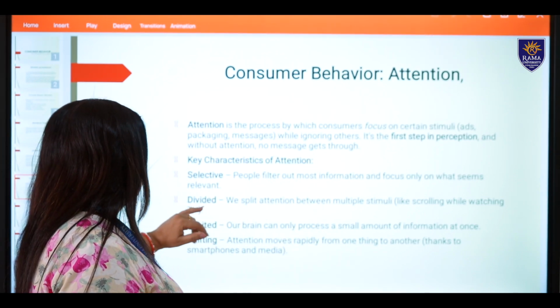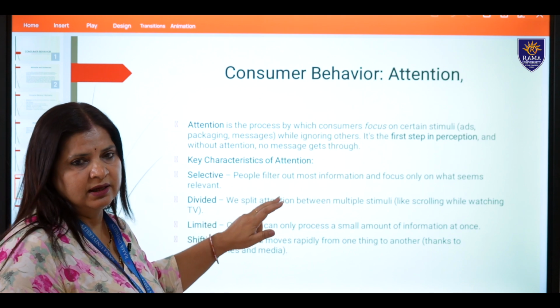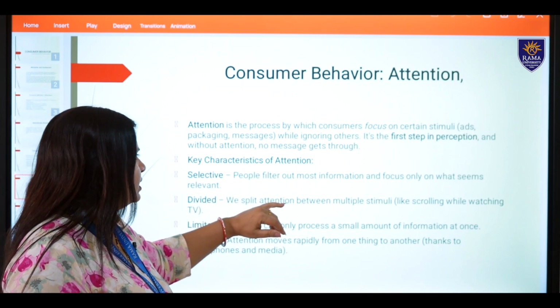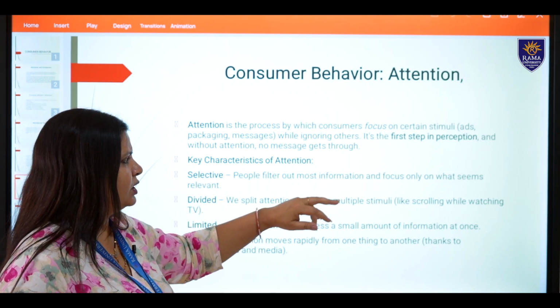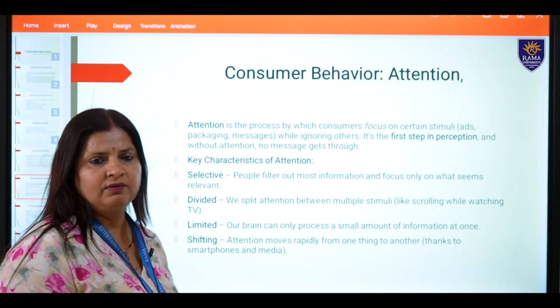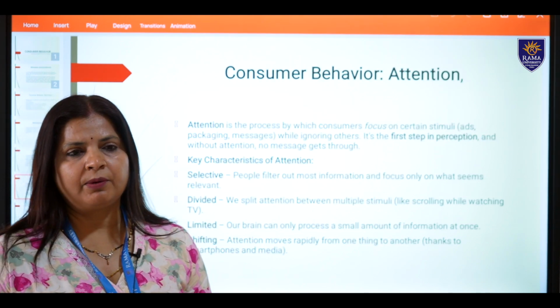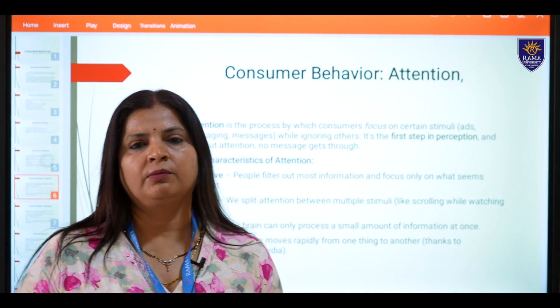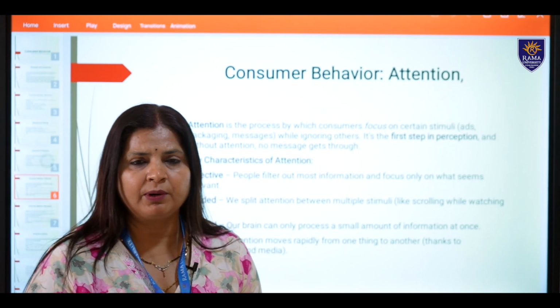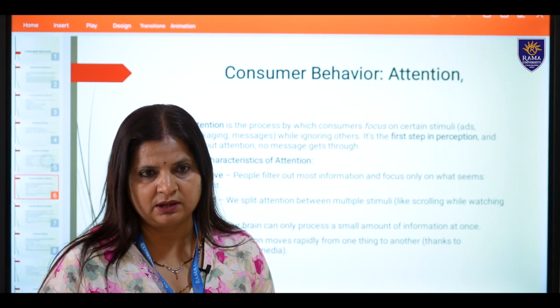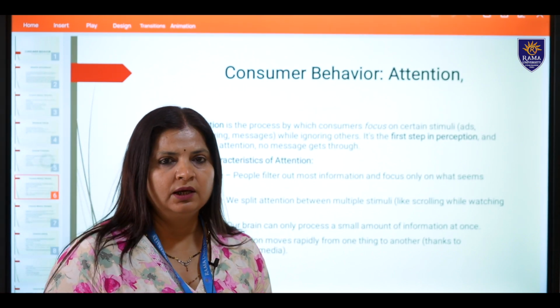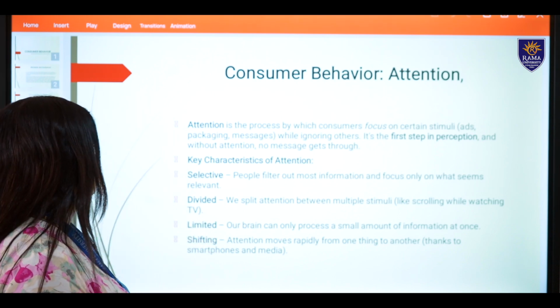Key characteristic of attention: selective. As I said earlier, people filter out most information and focus only on what seems relevant. We have different types of products in the market, and we choose the product that is valuable to us, that is valuable to the consumer. This is the function of selective attention.